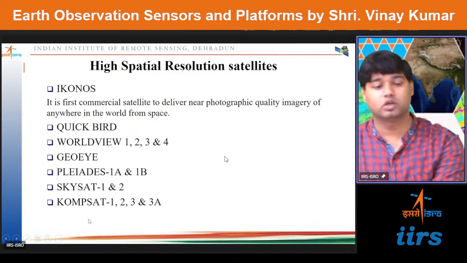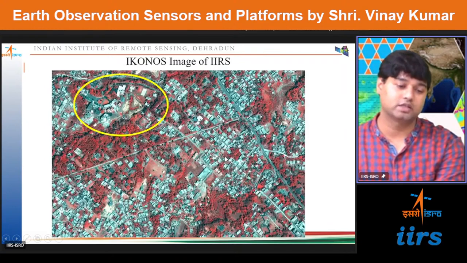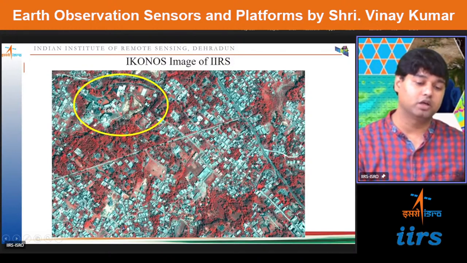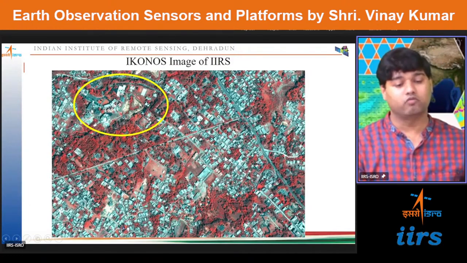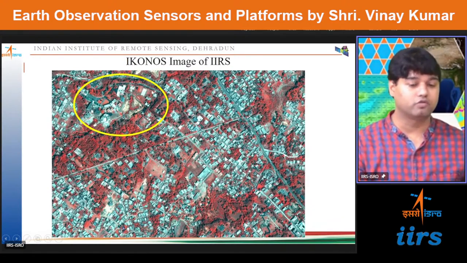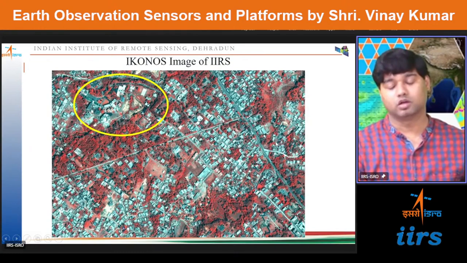So now I'll be showing it to you the IKONOS image of IIRS campus. How the IKONOS image of IIRS campus is appearing. This is our main building and this is our entire IIRS campus. Okay, here we can have the international hostel. But this image is quite old. Now a lot of changes have happened to this particular campus.